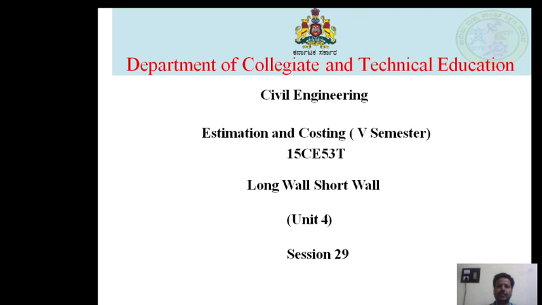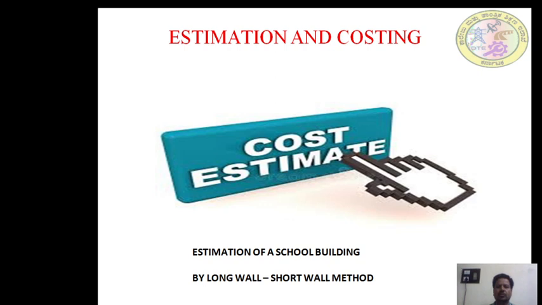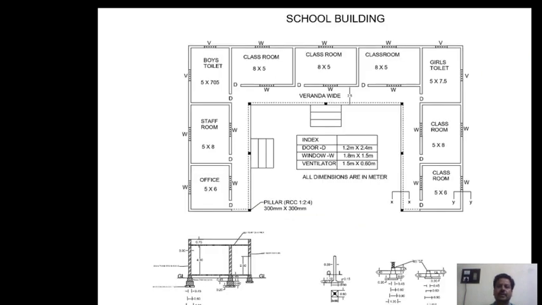From the subject of estimation and costing, 5th semester diploma, 15CE53T, I will discuss session 29, long wall short wall method for a school building. And this is the plan of the school building.